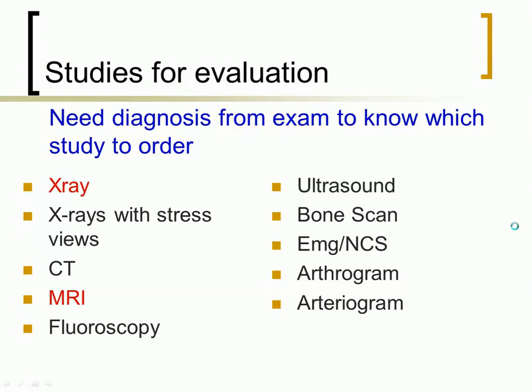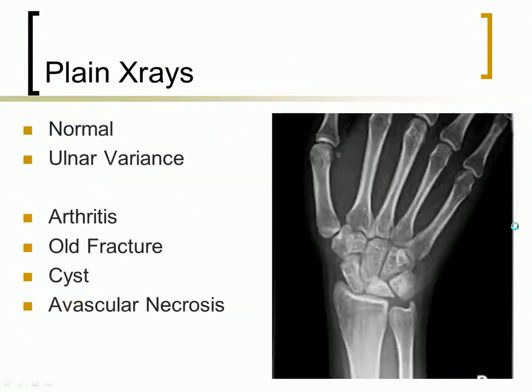There are many studies that can be ordered, but to know the right study, you already need the correct diagnosis from the exam. The studies listed here are not used to make the diagnosis, but rather to confirm the diagnosis. Having said that, the two most helpful and common studies are plain X-ray and MRI. Though soft tissue does not appear on X-ray, many conditions will. This slide, for example, shows avascular necrosis of the lunate known as Kienbock's disease.